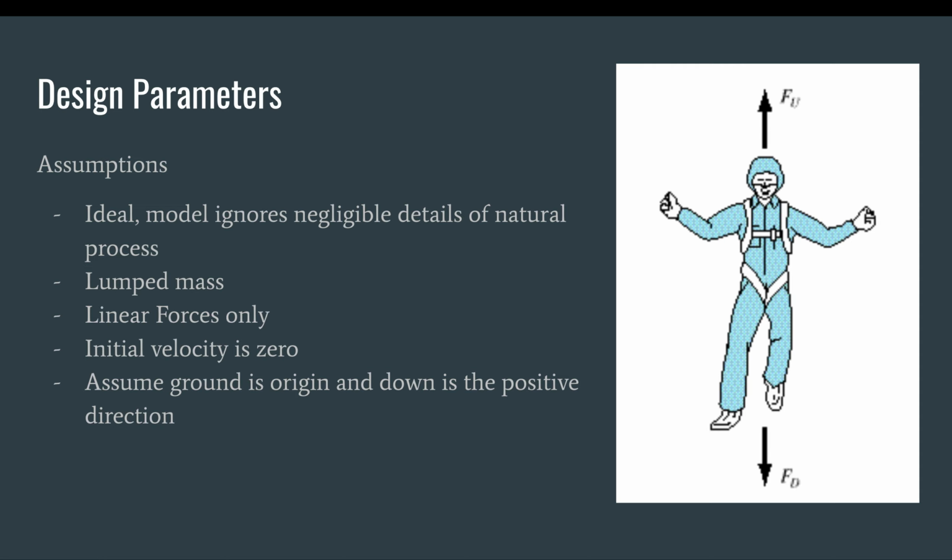So it's also going to be linear forces only, nothing in the x for this first part. And our initial velocity is going to be 0, because it is the peak of the elliptical. We're also going to assume ground is the origin and down is the positive direction.